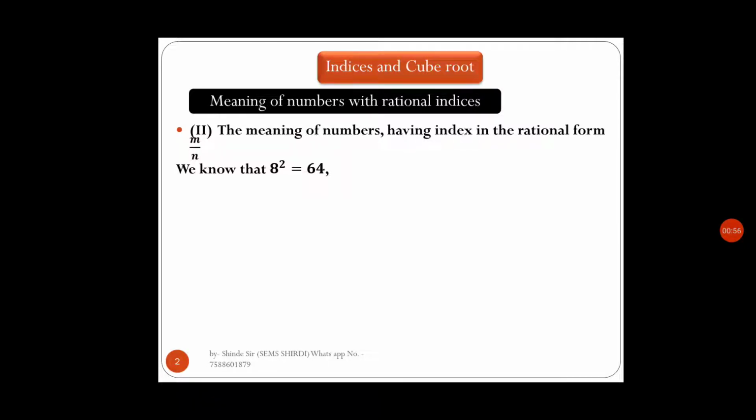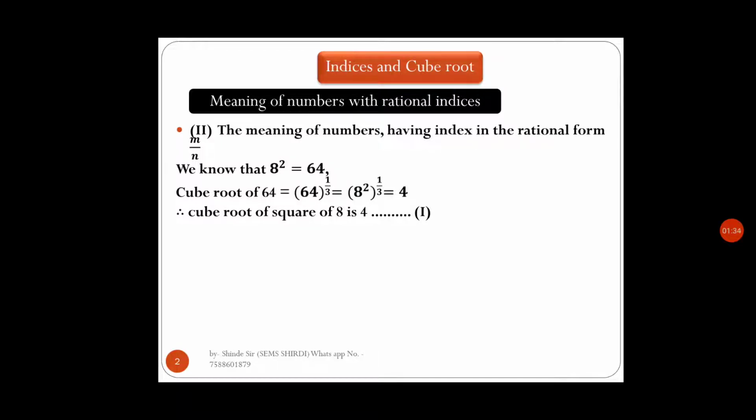We know that the square of 8 is equal to 64. Then the cube root of 64, how to write it? In brackets, 64 raised to 1 by 3, and we replace 64 by 8 square. 8 square raised to 1 by 3 is equal to 4. Therefore, the cube root of the square of 8 is 4.